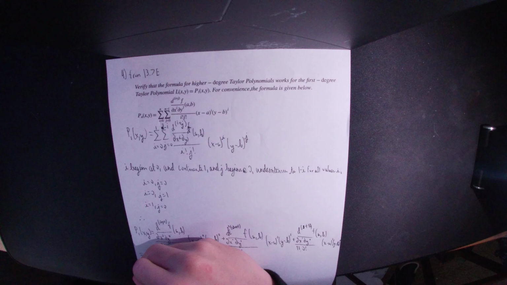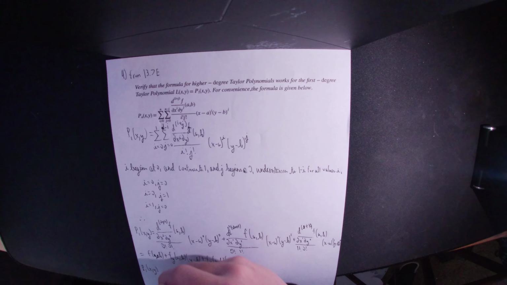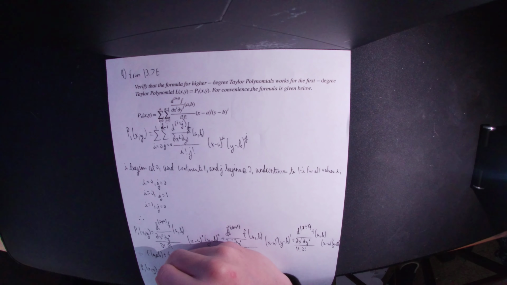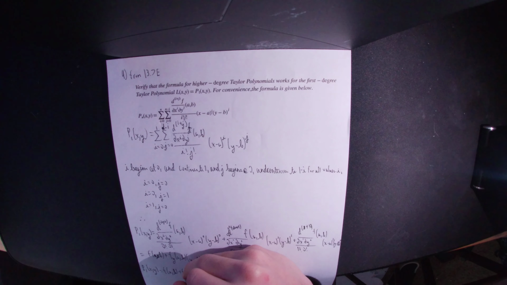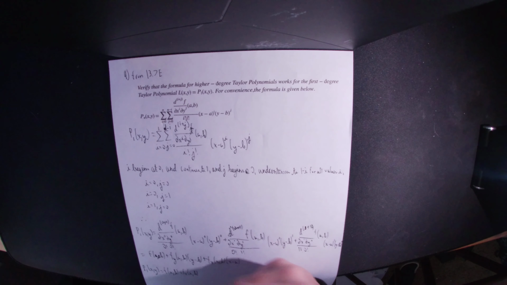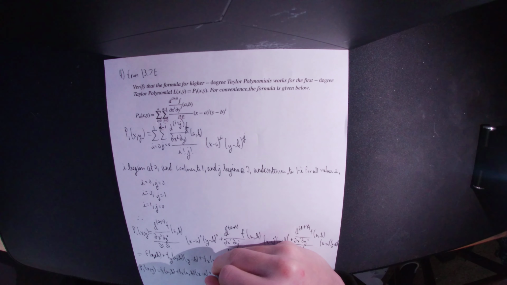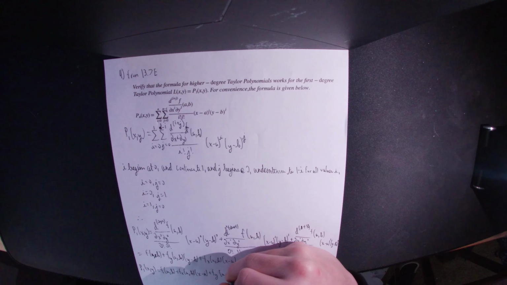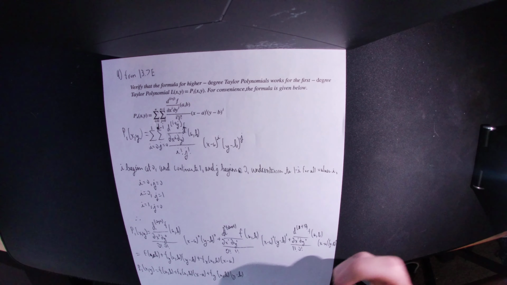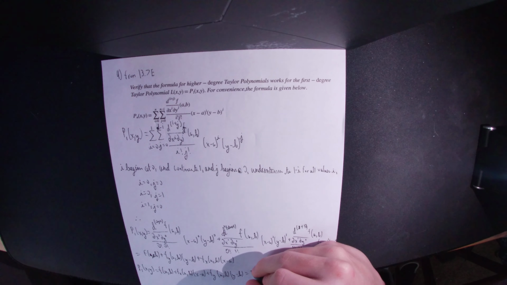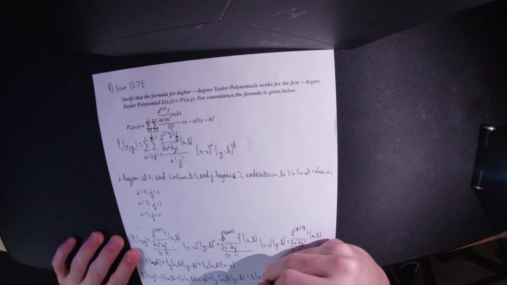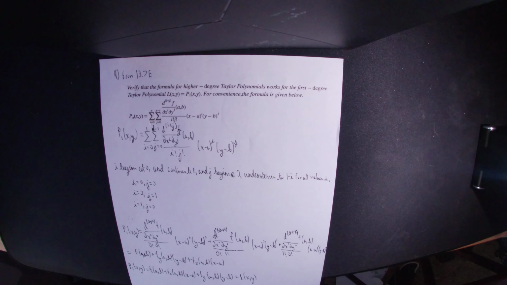So we find that, of course, P sub 1 of x,y equals f of a comma b plus f sub x of a comma b, simply rewriting the order, times x minus a, plus f sub y of a comma b times y minus b, which, if we recall from the text, is equal to L of x,y, where L of x,y and P sub 1 of x,y is the notation for a first-degree Taylor polynomial.